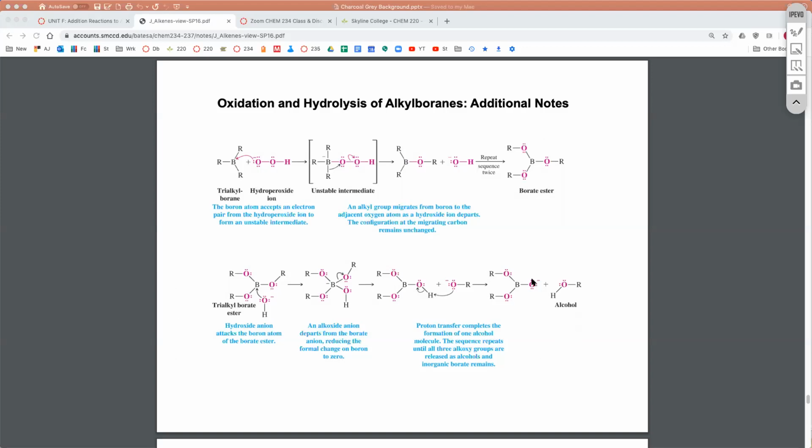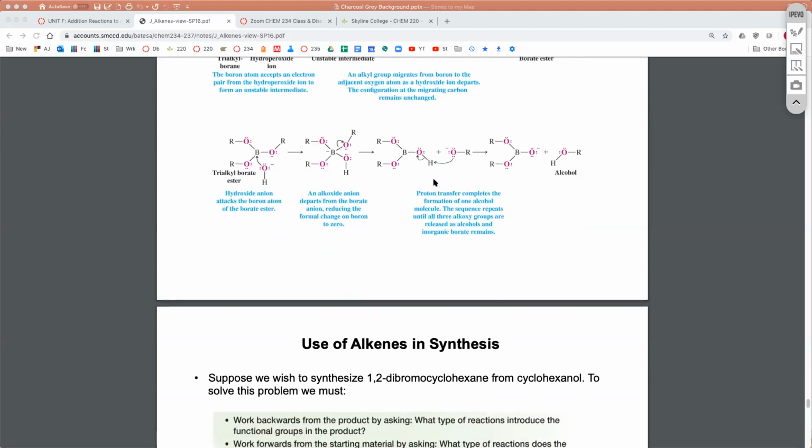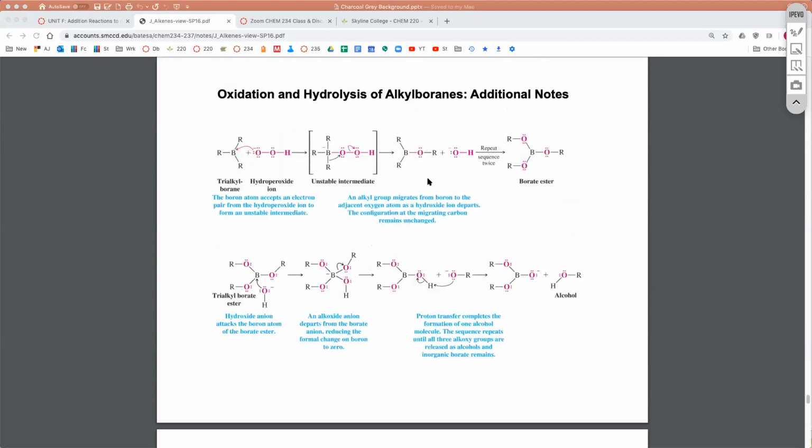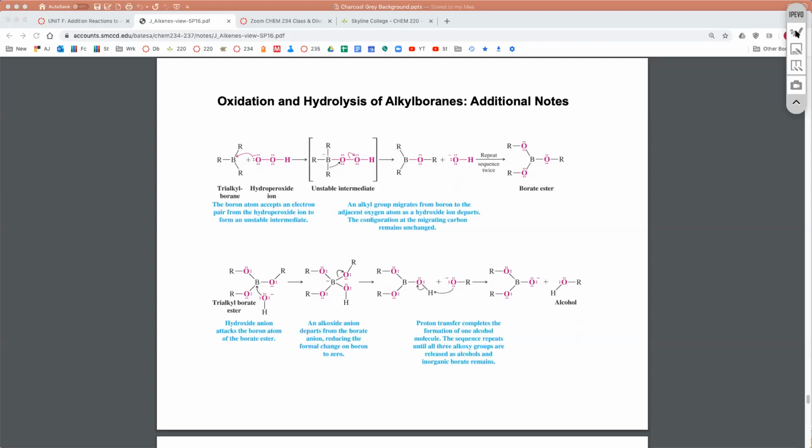I just like to show it to you so that it's clear that we do retain the stereochemistry. Of course, you can refer to this slide to see how this mechanism works, but I won't ask you to present that. However, I might ask you to present the mechanism for the hydroboration step. So let me take a look at one like that. Let me clear this off, switch over here. There we go.